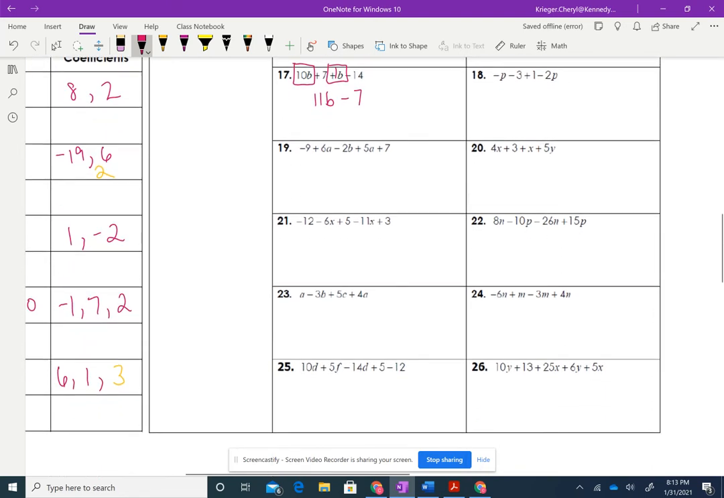All right, number 19. They throw in some extra variables in here, so I'll draw a box around my a values and an orange box around my b values. Guess they're trying to confuse us. And I'll leave the constants unboxed. I have 6a plus 5a is 11a minus 2b. Well, that can't be combined with a, so I'll just write it as is, minus 2b. And then I have my constant values, negative 9 and 7. And 7 minus 9 is negative 2.